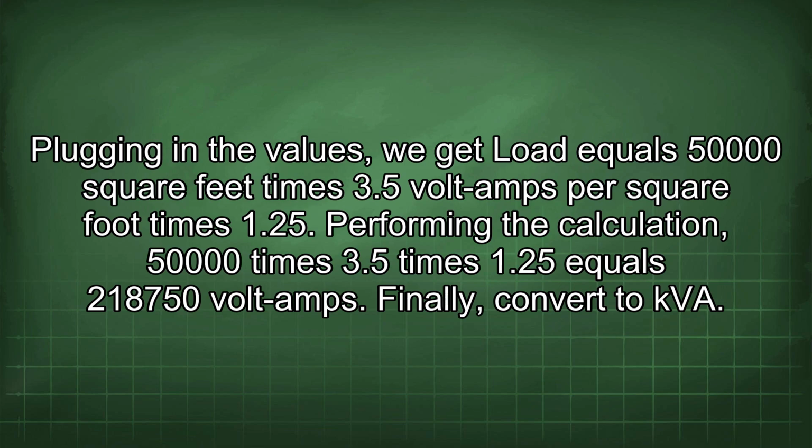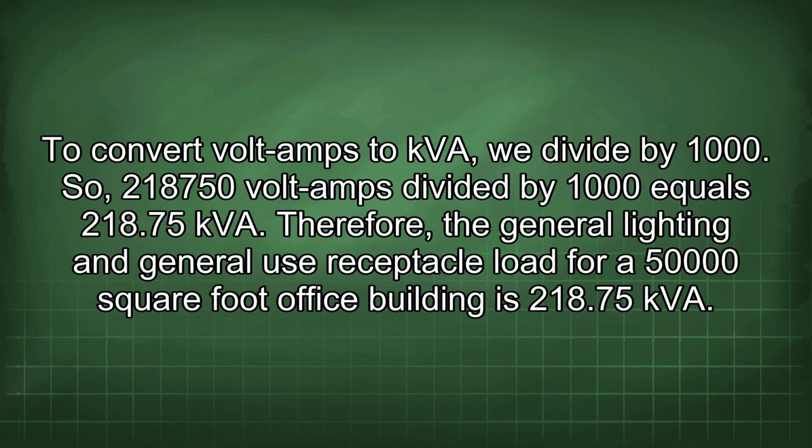Performing the calculation, 50,000 times 3.5 times 1.25 equals 218,750 volt amps. Finally, convert to kVA. To convert volt amps to kVA, we divide by 1000. So, 218,750 volt amps divided by 1000 equals 218.75 kVA. Therefore, the general lighting and general use receptacle load for a 50,000 square foot office building is 218.75 kVA.